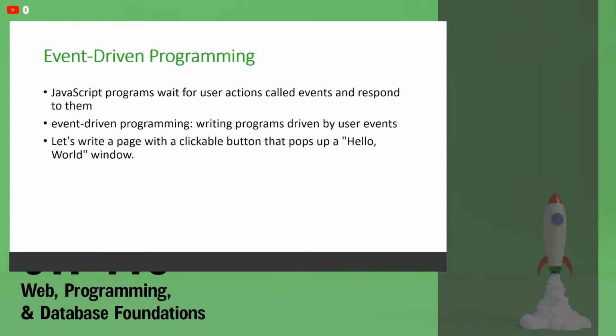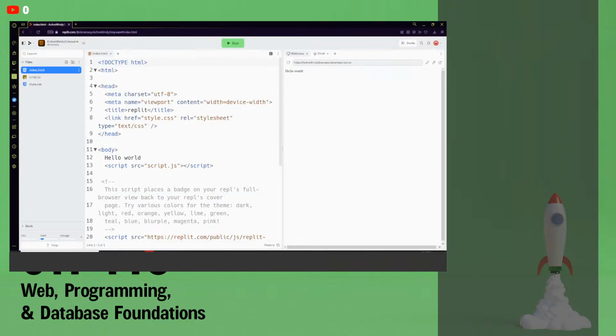So we've mentioned this already. JavaScript programs wait for user actions called events and respond to them. So event-driven programming. We write programs driven by user events. So we have some sort of event. And so let's write a page with a clickable button that pops up a little window that says, Hello World. Right, so let's get into a replit that does this here for us.